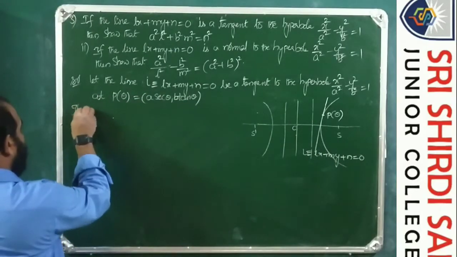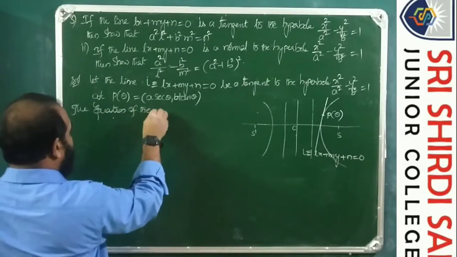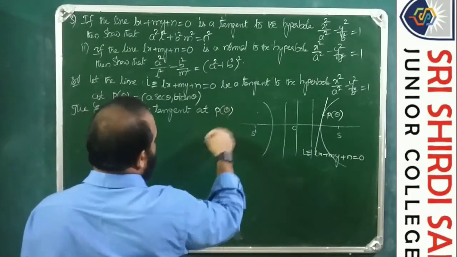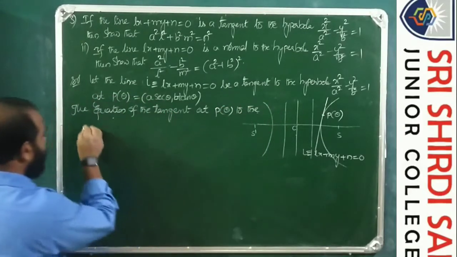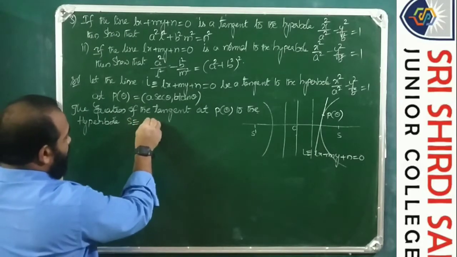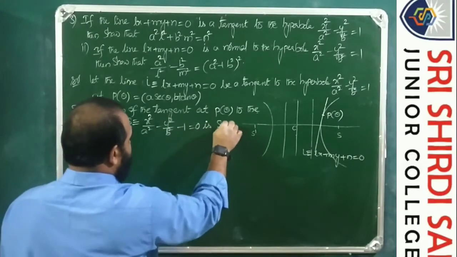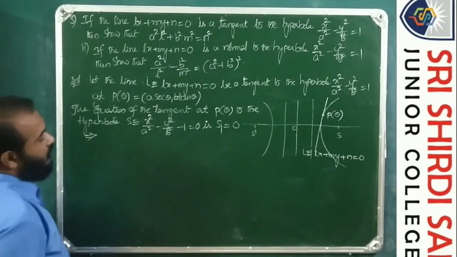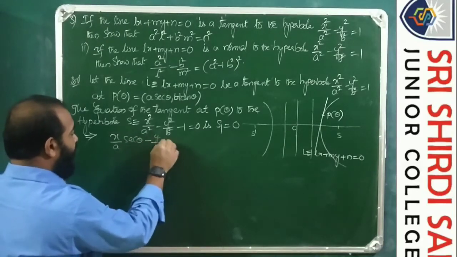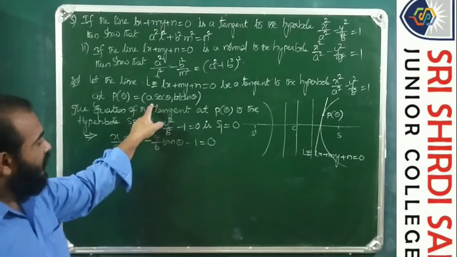So now the equation of the tangent at P theta to the hyperbola S, x square by a square minus y square by b square minus 1 equals 0, is S1 equals 0. That is, x by a secant theta minus y by b tan theta minus 1 equals 0, where x1, y1 is a secant theta, b tan theta.